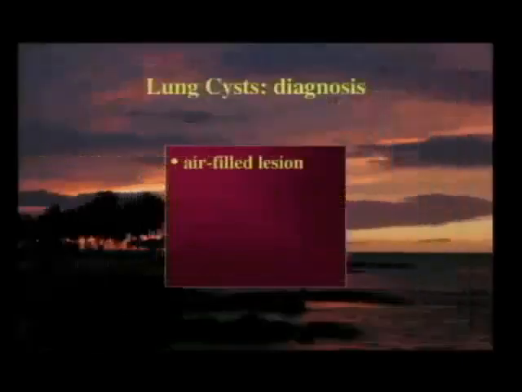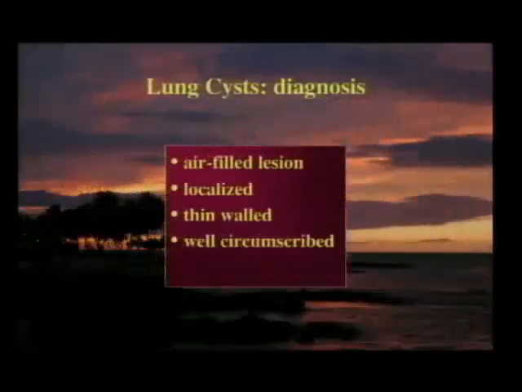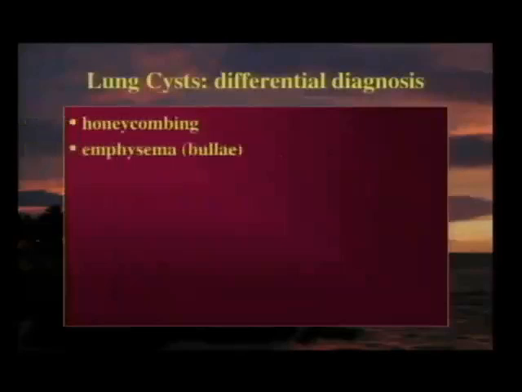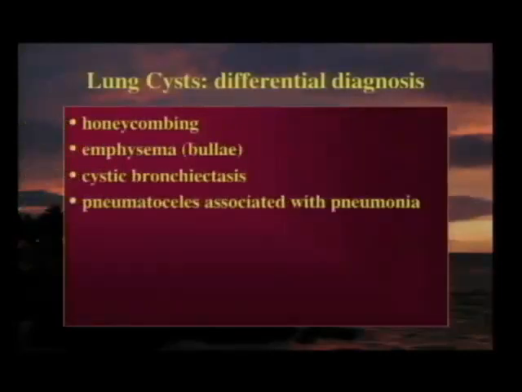Lung cysts. A cyst is an air-filled lesion, localized, thin-walled, well circumscribed, and according to the current definition, larger than a centimeter. That is what a lung cyst is. The differential diagnosis of diseases characterized by lung cysts: honeycombing is a cystic disease, so anything causing honeycombing results in lung cysts. Emphysema with bullae, cystic bronchiectasis, pneumatoceles associated with pneumonia, such as Pneumocystis.